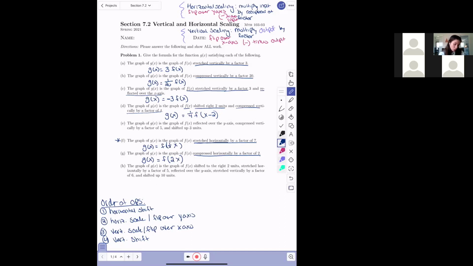Okay, moving on to E. The graph of g of x is the graph of f of x reflected over the y-axis, compressed vertically by a factor of 5, and shifted up 3 units. Okay, so we don't have a horizontal shift going on, so we'll move on to our horizontal scale or flip over the y-axis. So g of x is equal to f of negative x. That's how we flip over the y-axis. And then we compress it vertically by a factor of 5. So we multiply f of negative x by 1 over 5, and it's up 3 units, so we're just going to add 3. All right, any questions there?